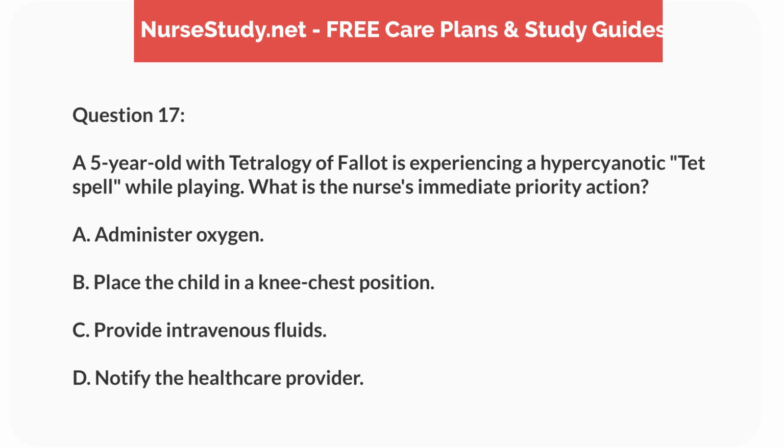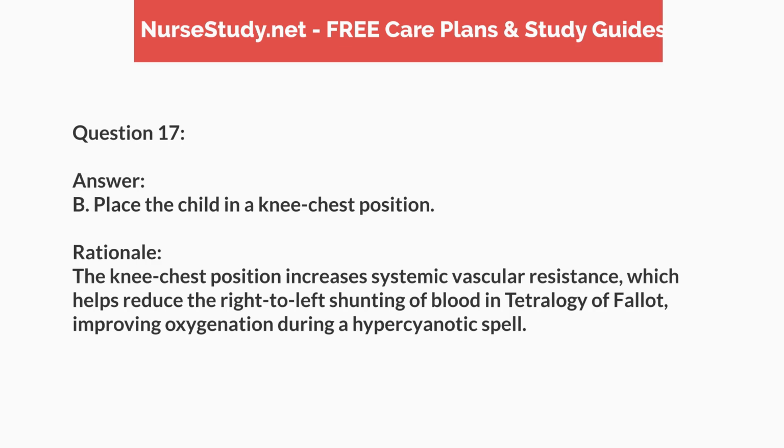What is the nurse's immediate priority action? A. Administer oxygen. B. Place the child in a knee-chest position. C. Provide intravenous fluids. D. Notify the healthcare provider. Answer: B. Place the child in a knee-chest position. Rationale: the knee-chest position increases systemic vascular resistance, which helps reduce the right-to-left shunting of blood in Tetralogy of Fallot, improving oxygenation during a hypercyanotic spell.